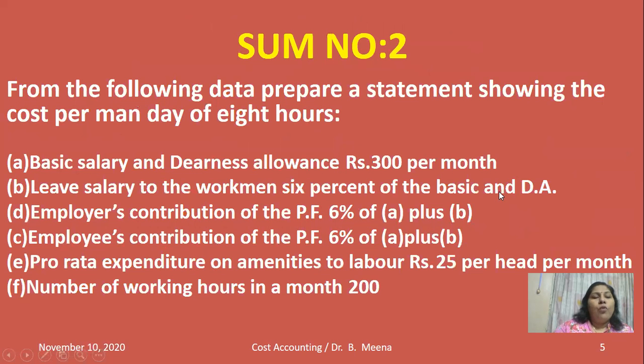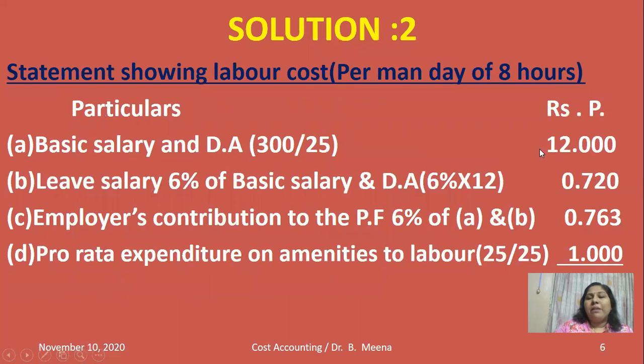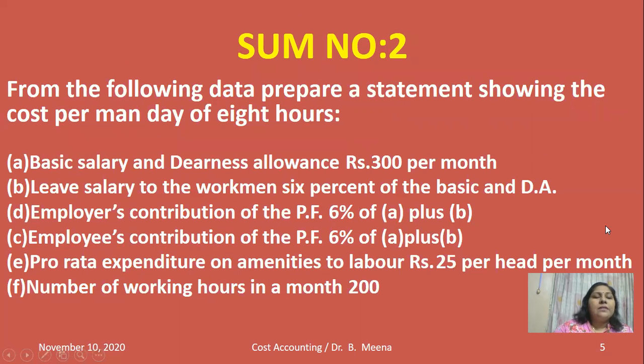Then I will move on to the next item, employer's contribution to PF, 6% on A and B summation. So what is the A and B summation? 12 plus 0.72, 12.72, and on that 6 percentage. 12.72 into 6 percentage, if I do this calculation, I'll come to know the answer: 0.763. Okay. The next is employee's contribution. That is irrelevant for this calculation. I'll move on to the last item, amenities.